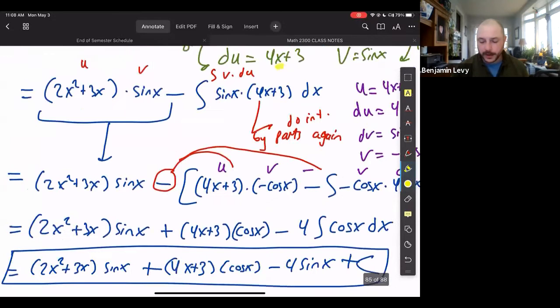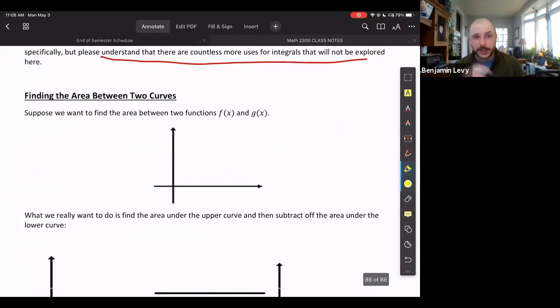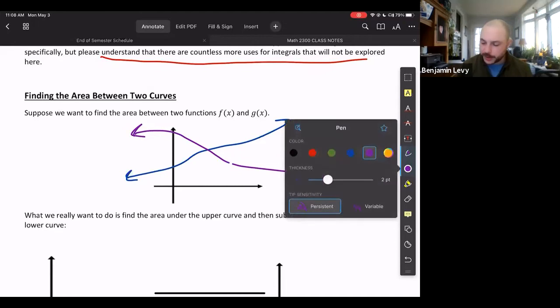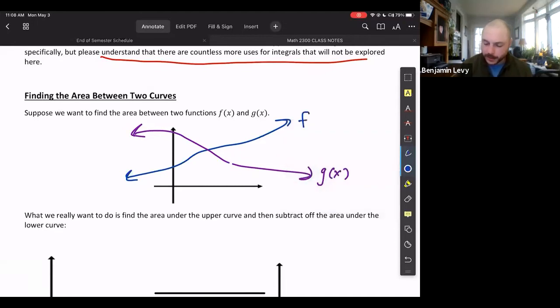And so what if we want to find the area between 2 curves? And we'll see there's an interesting application for this. So let's draw a picture. Let's say that one function does this, and let's say the other function does this. It doesn't really matter what you draw. Just try to make them intersect. And let's call the bottom one the function g, and we'll call the top one the function f.